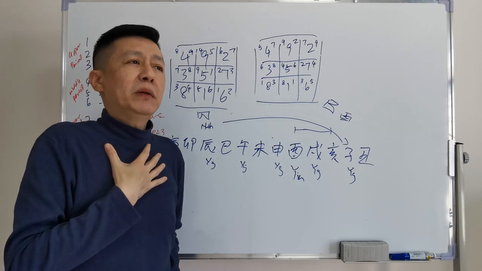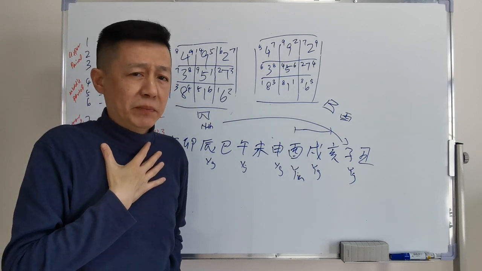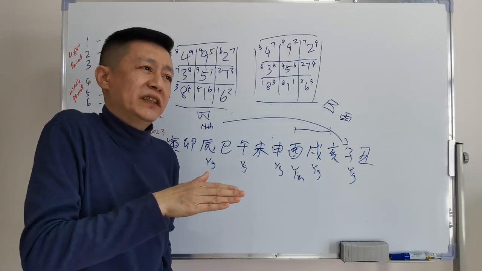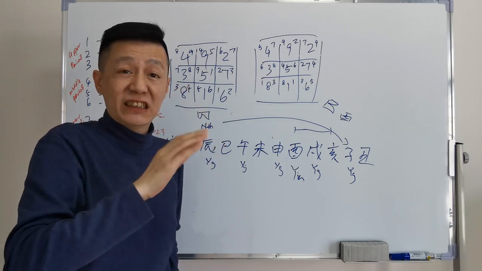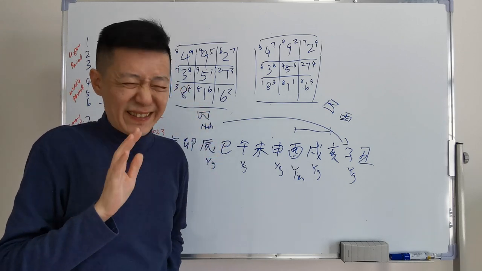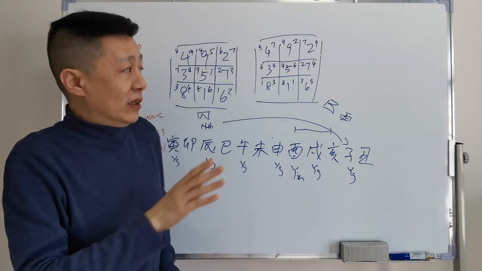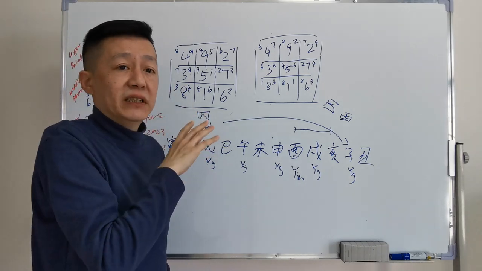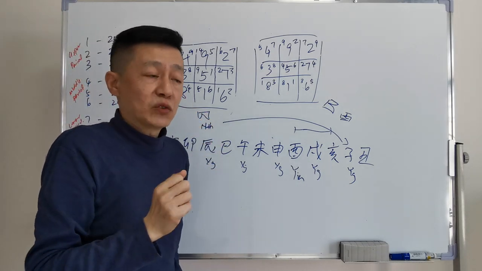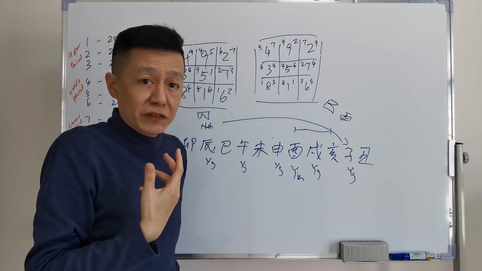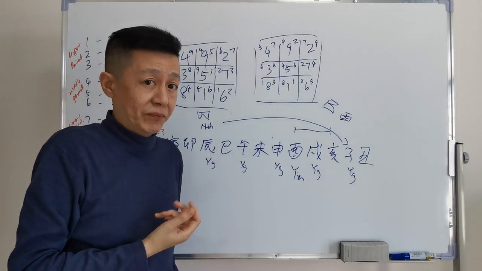That's why there are many people with the same bazi, many people born in the same year, I mean the bazi, the date of birth is exactly the same. But the apartments they live in are all different. That's why the outcome is different, because of this interaction, right?